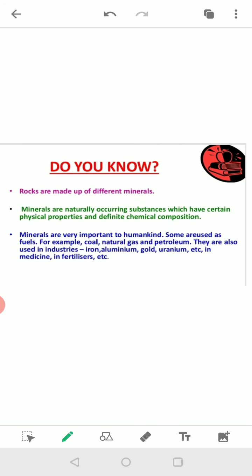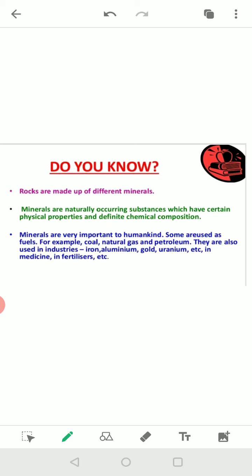Now, did you know rocks are made up of different minerals? What are minerals then? Minerals are naturally occurring substances which have certain physical properties and definite chemical compositions, right? Now minerals are very important to humankind.